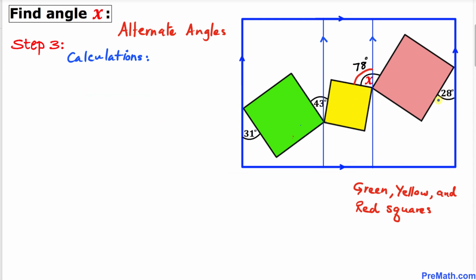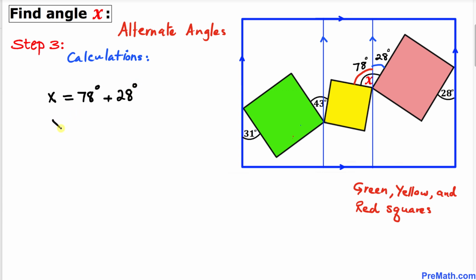And here's our final step. Let's go ahead and look at this angle, which is 28 degrees, and this angle is congruent to this angle. If this angle is 28 degrees, this angle has got to be 28 degrees as well. And now we can see that this angle X is equal to the sum of these two individual angles, 78 degrees and 28 degrees. So therefore, we can write X is equal to 78 degrees plus 28 degrees.